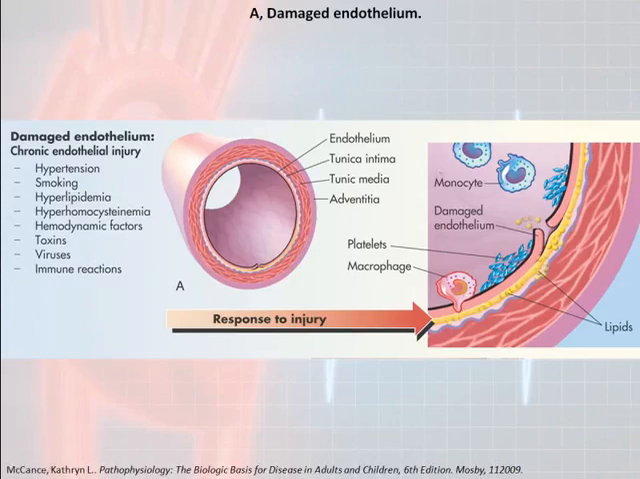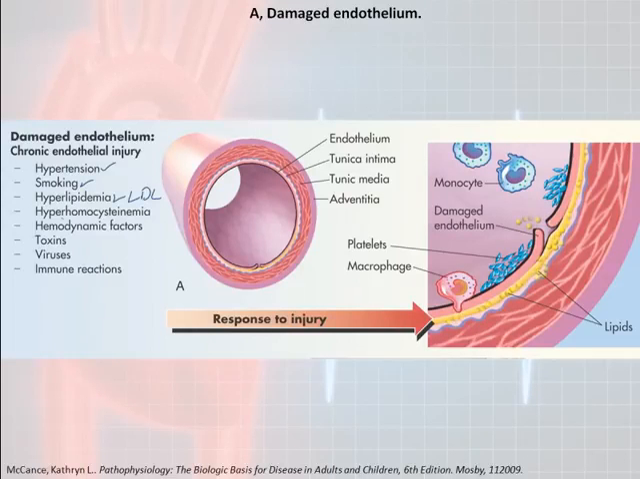So how do we damage the endothelium? First of all, damaged endothelium can come from a whole bunch of different causes. We have your hypertension, smoking, hyperlipidemia, which is just high levels of cholesterol or high levels of lipids. Usually it's LDL that's the concern, because that's the one that's most commonly in higher abundance in the body.